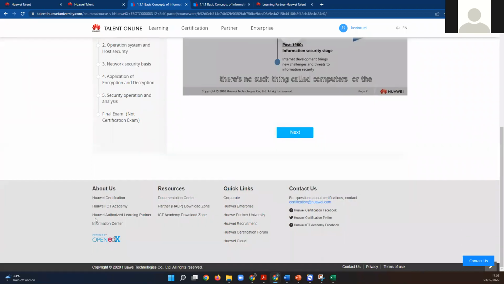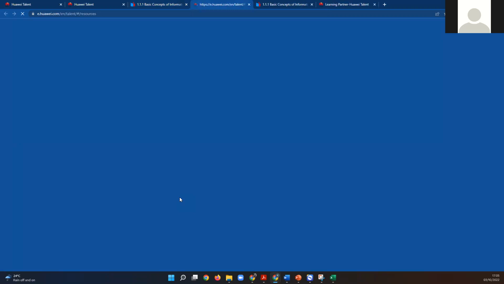Then there's this bottom part, usually called a footer, for those who are developers, I think. You can see this: about us, resources, quick links, and contact us. Under resources is this part called Documentation Center. There's also this part called ICT Academy Download Zone. Whichever it is, I think it's still fine whether you choose Documentation Center or ICT Academy Download Zone, but I'll choose Documentation Center.